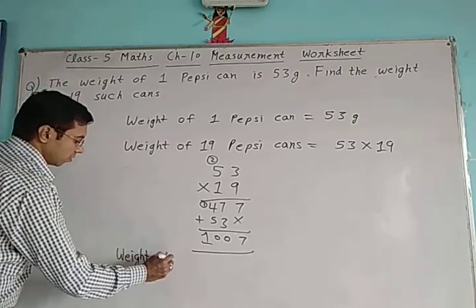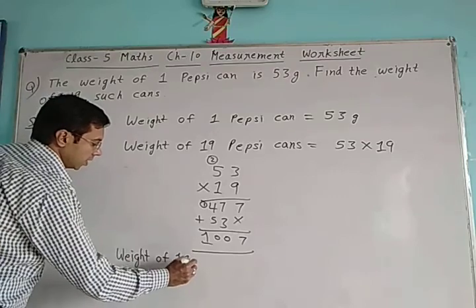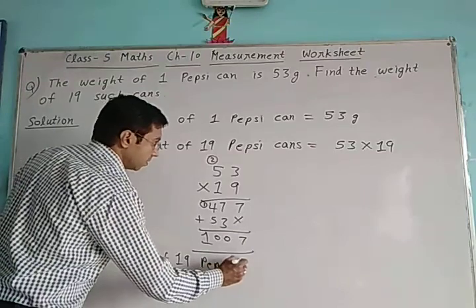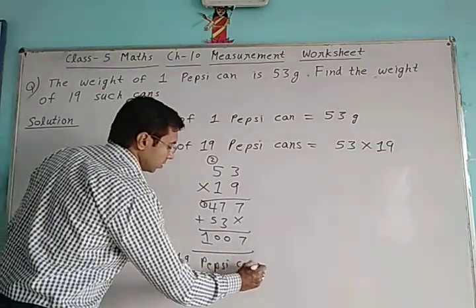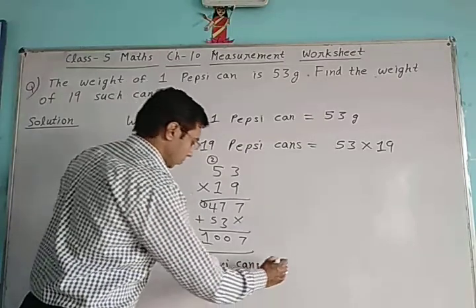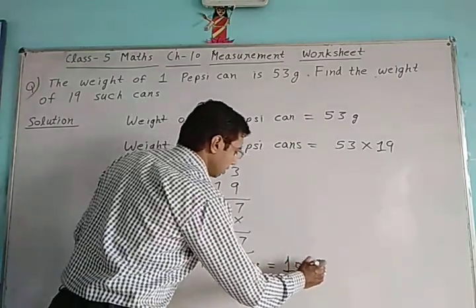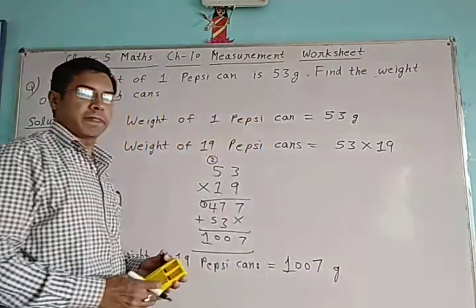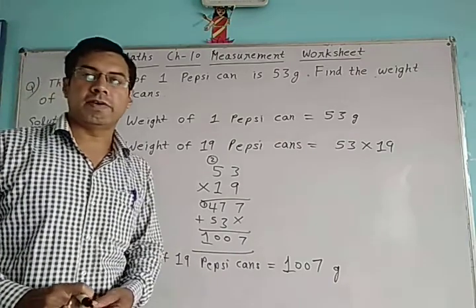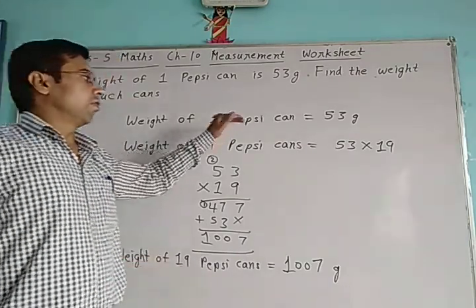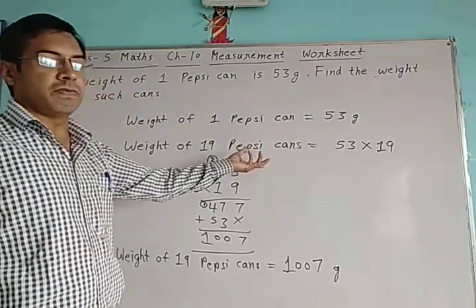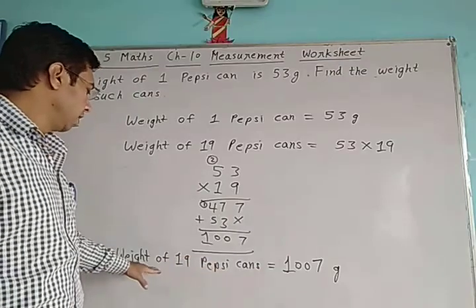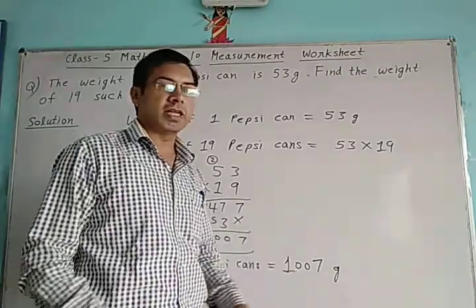Weight of 19 Pepsi cans is equal to 1007 gram. So students, I hope you all have understood this question. Weight of one can was given and weight of 19 cans we have to find out. So what we do? We have multiplied and this is our answer. Weight of 19 Pepsi cans is equal to 1007 gram.